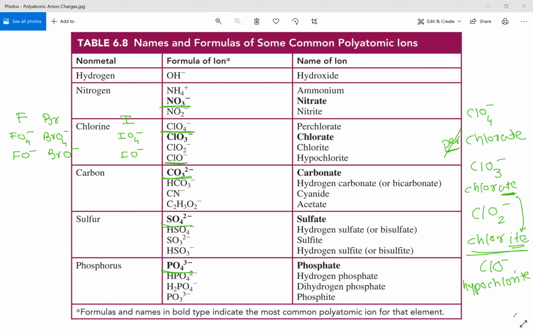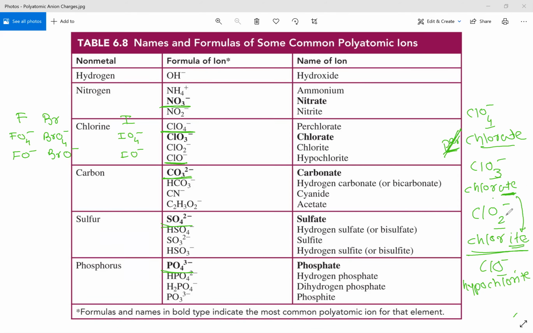So as you can see, for all the halogens, there are 4 possible anions. Either it could have 4 oxygen or 3 oxygen or 2 oxygen or 1 oxygen. In case they have 4 oxygen, we're going to call it perchlorate. If we have 1 less, which means 3, we're going to get rid of the per, so now we're just going to call it chlorate.